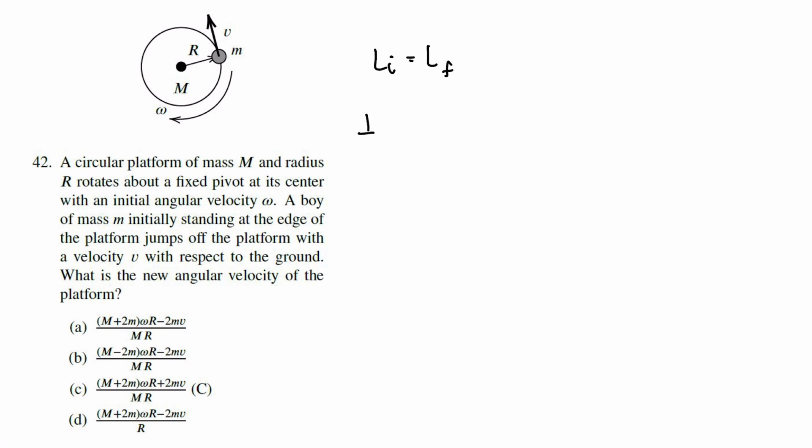Initially, we have the angular momentum of the disk that's spinning, which is 1/2 big M r squared omega. We have the angular momentum of the boy, which is little m r squared omega. Afterwards, we have the angular momentum of the disk, which is once again 1/2 big M r squared omega f. And for the boy, we just treat him like a point particle moving tangentially with angular momentum mvr.